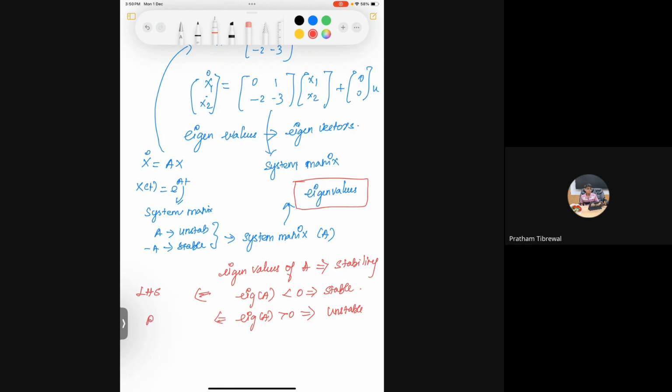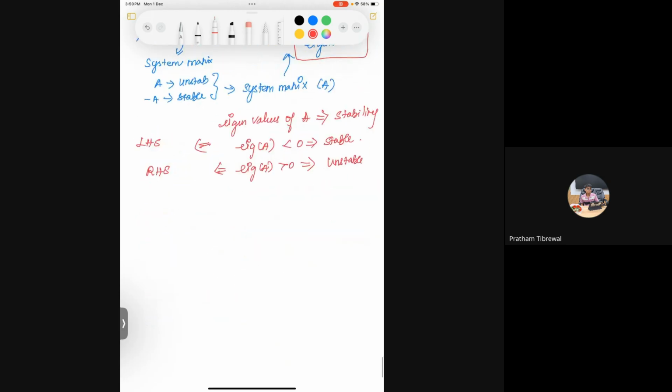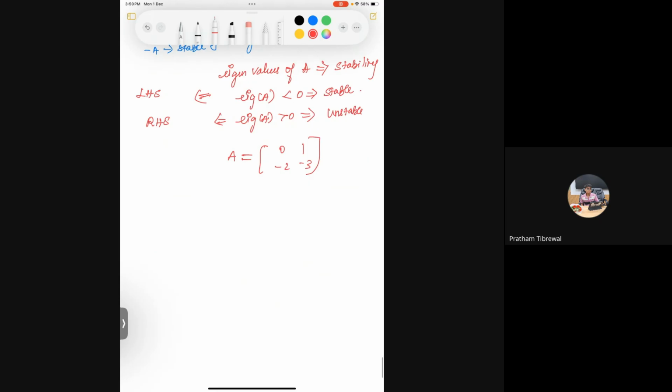As you saw, it's in the right half of the system. So for this example, A equal to 0, 1, minus 2, minus 3, we are going to find the eigenvalue of A. How do you find the eigenvalue of A? Determinant of lambda I minus A equal to 0. So first I want to do lambda I minus A. The matrix will be lambda minus 1, 2.